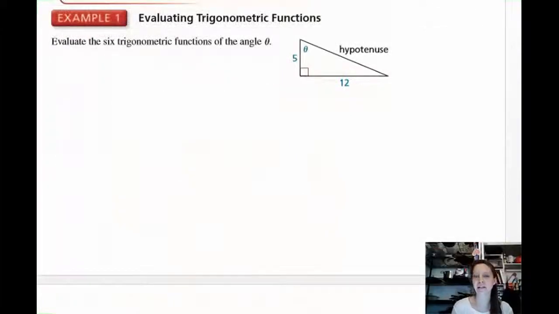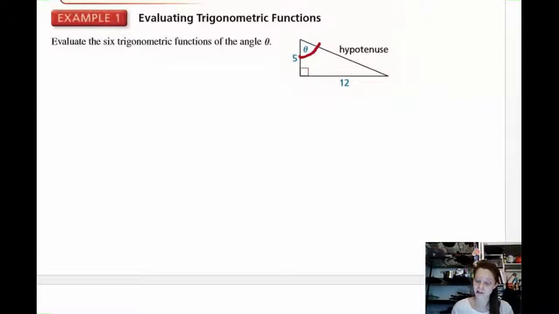Example 1, evaluating trigonometric functions. Evaluate the 6 trigonometric functions of the angle theta. We have a right triangle, we have our reference angle theta, and we're only given the length of the legs, 5 and 12. We don't know the hypotenuse. So let's figure out the hypotenuse.